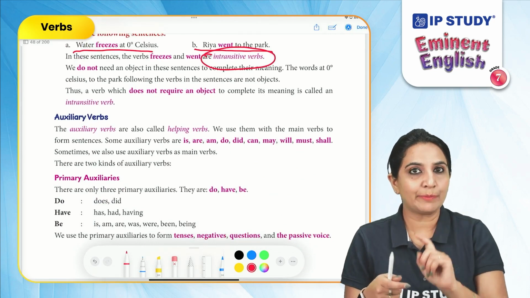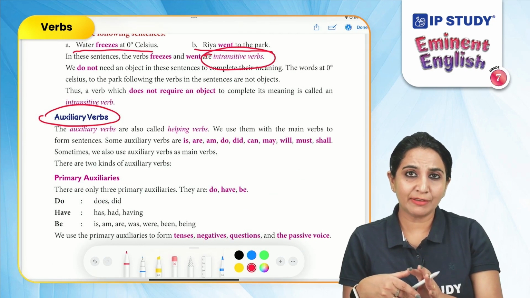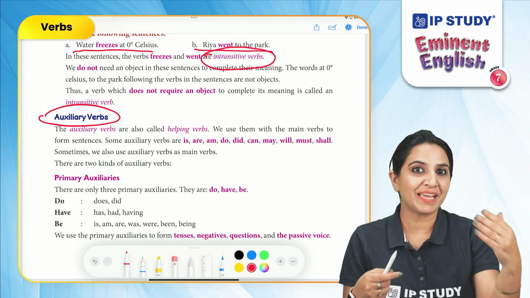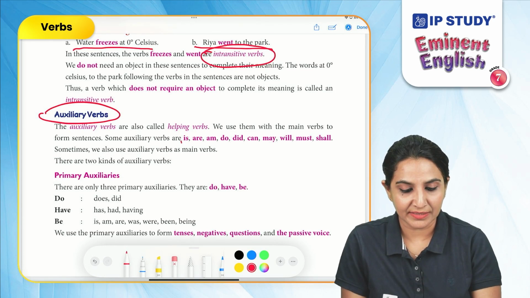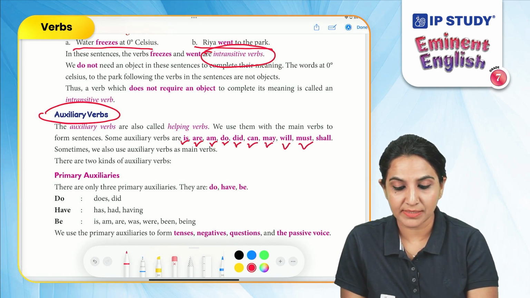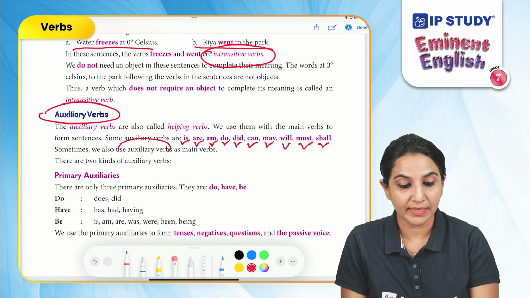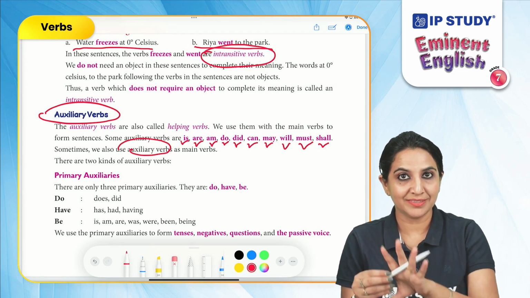Now, another type of verbs that we have are auxiliary verbs. Auxiliary verbs are also called helping verbs. Why? Because they help the main verbs in the sentence to complete the meaning. For example, is, are, am, do, did, can, may, will, must, shall. These are all called auxiliary verbs. They help the main verbs to form the sentences.